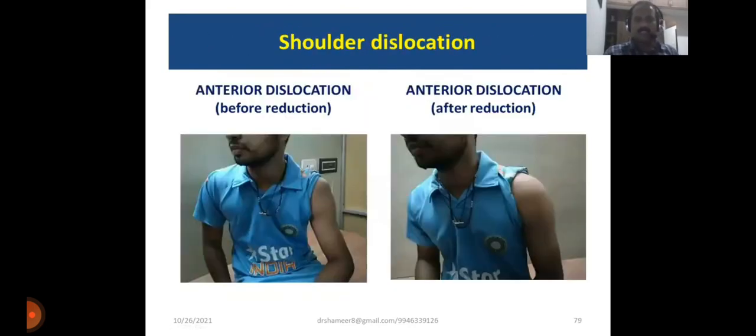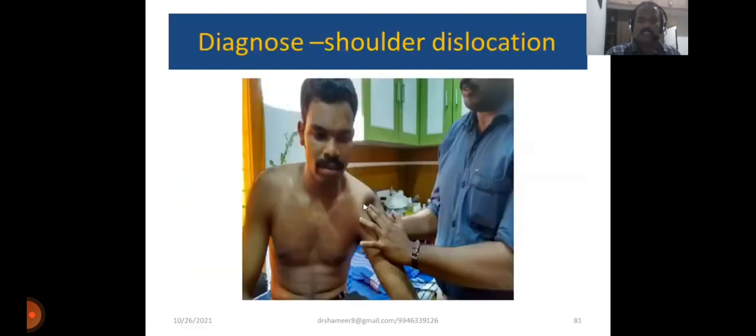And we can see the shoulder dislocation. This is the shoulder dislocation, and this is before reduction. You can see there is a definite dislocation, and this is a normal dome of the shoulder, before and after. Okay, and we can see the patient came to OPD with the shoulder dislocation.